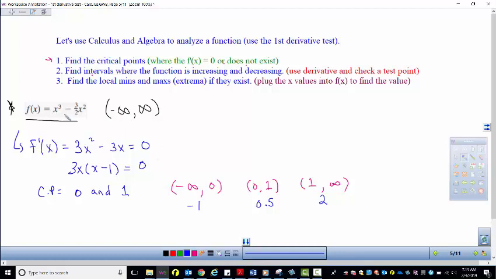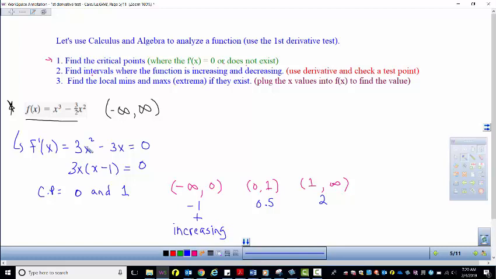is you are going to put this test point back into the derivative to see if the derivative is positive or negative. So if I put -1 in here, this gives me a positive, this gives me a positive, so it's going to be positive. So my derivative is positive, so my function is increasing. So my function is going up.